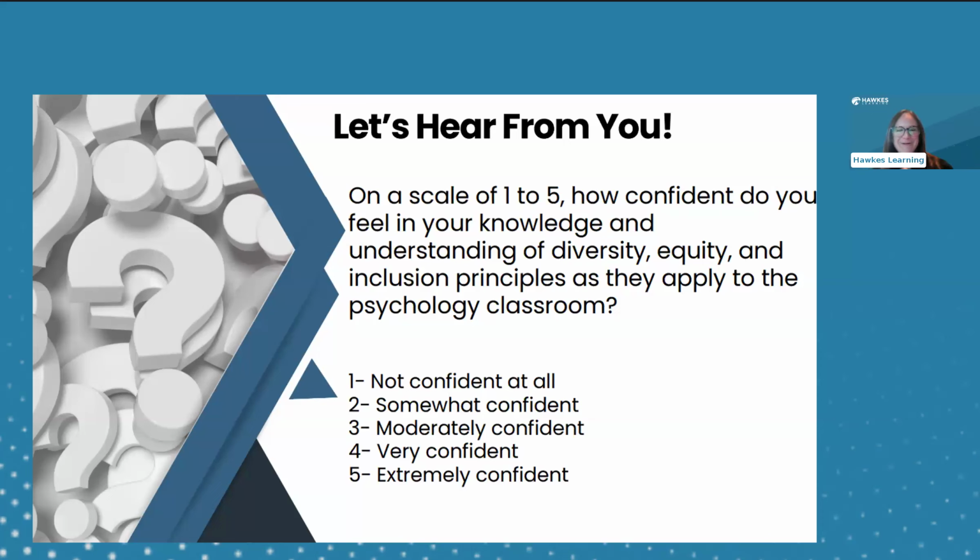That's perfect. Somebody did, they put a 4. And if you could just pop in there for me, 1, not confident at all, 2, somewhat confident, 3, moderately confident, 4, very confident, or 5, extremely confident. And I'm just going to look at these answers popping in. Again, the question is, on a scale of 1 to 5, how confident do you feel in your knowledge and understanding of diversity, equity, and inclusion principles as they apply to psychology classroom? Okay, I'll give you another minute. I'm getting some good responses, a lot of 4s, which is great, very confident. Some 3s, some 2s. Amazing. Thank you for sharing.